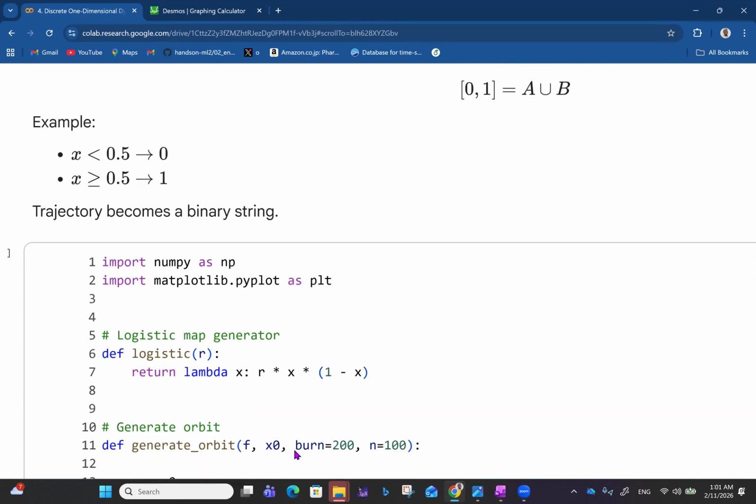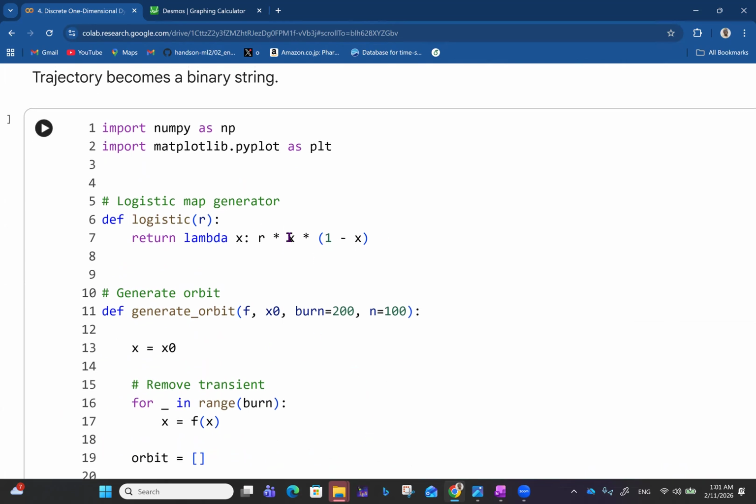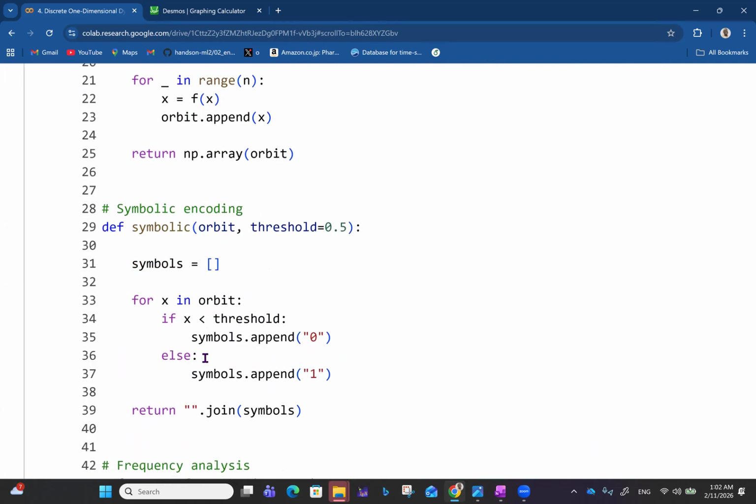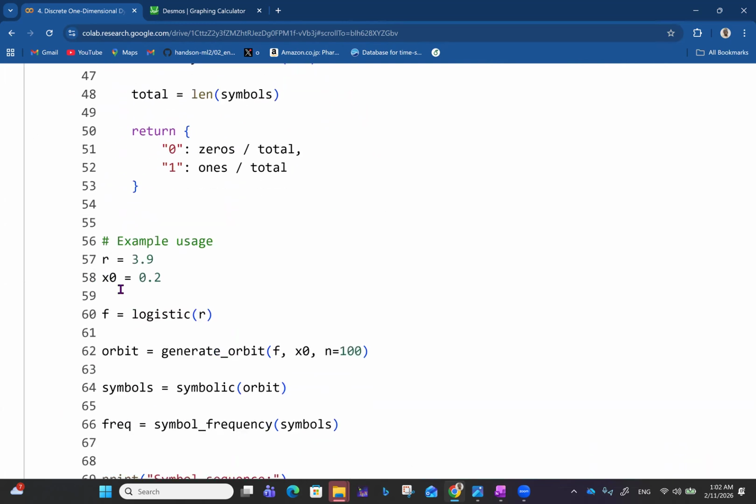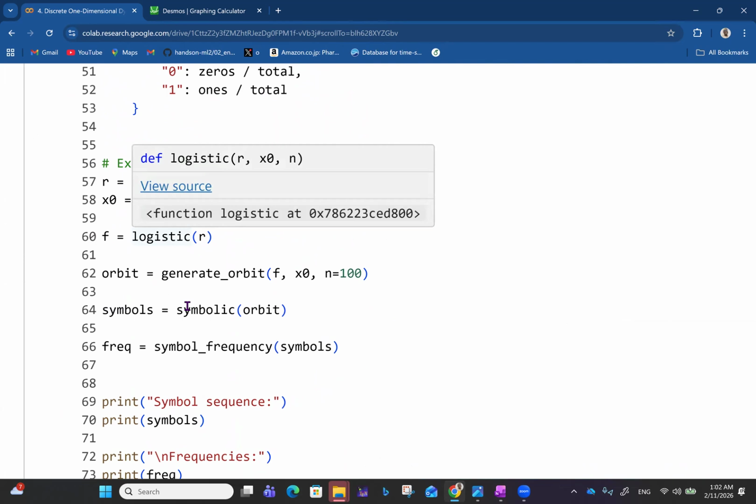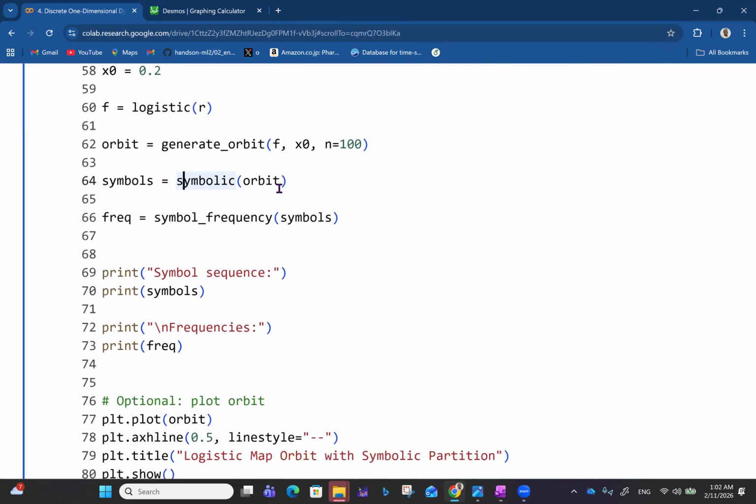So if you do symbolic dynamics now using Python code, with the same logistic map, r x times (1 minus x), we are generating the orbit. So you generate the orbit: you have the function f and an initial condition, with n equals 200 and n is 100. Then you set x to x naught to start with, and then you declare all the code, where R is 3 and that's chaos, and x naught is 0.2, the initial condition. Then you declare the logistic, you do the orbit, you declare the symbol of the orbit.